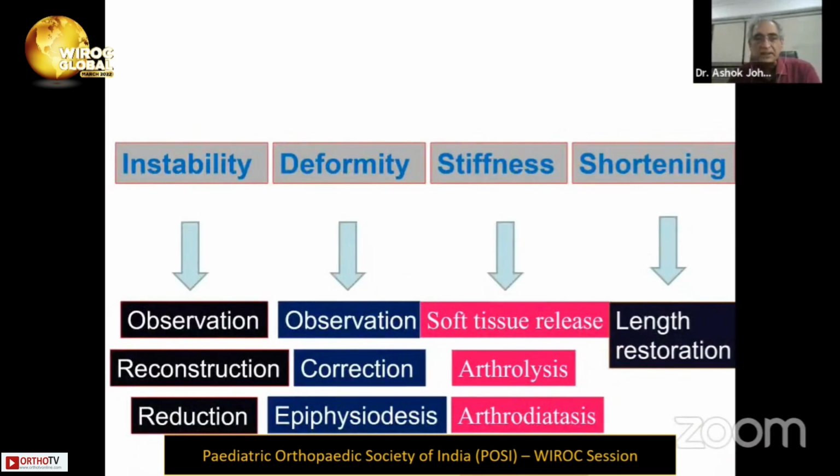So the major clinical problems and the solutions which I have put up: instability, observe, reconstruct, or reduce the trochanter inside the acetabulum; deformity, observation, correction of deformity, and sometimes an epiphysiodesis is required; stiffness, soft tissue releases, arthrolysis, arthrodiastasis, or an arthrodesis; and for shortening, we need to do a length restoration.